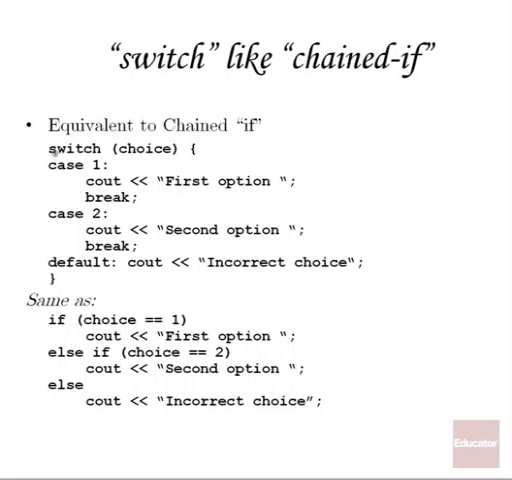If we had this statement here, switch choice, case 1, first option, break, case 2, second option, break, and in the event that this choice is not listed in any of the cases, there is a default label. So, you made an incorrect choice. This is the same as an if choice is equal to 1, print out the first option, else if choice is equal to 2, the second option, otherwise print out incorrect choice.